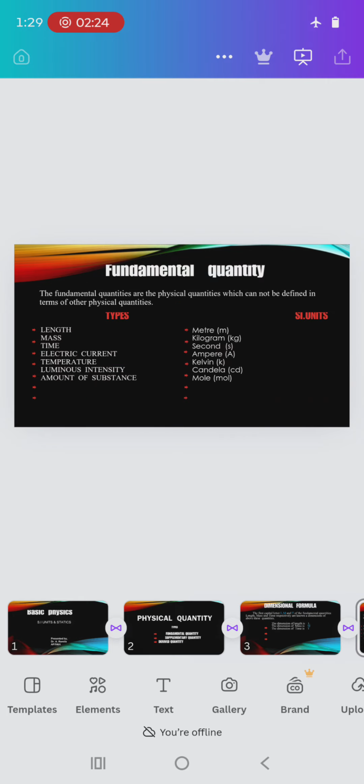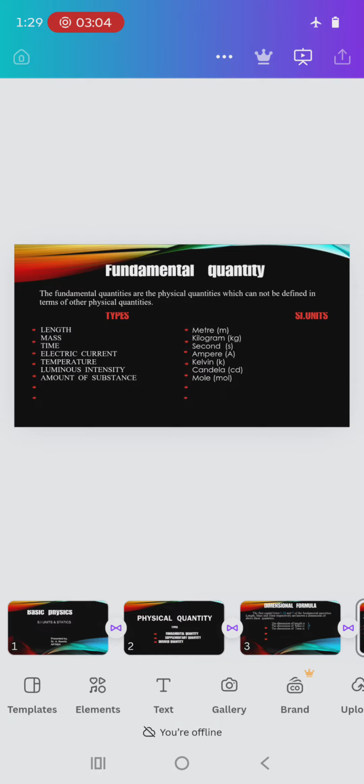Fundamental quantities types: length, mass, time, electric current, temperature, luminous intensity, the amount of substance. Length, the SI unit is meter. Next one is mass. The SI unit of mass is kilogram, represented as kg. Then time. The SI unit of time is second, represented by the symbol s.